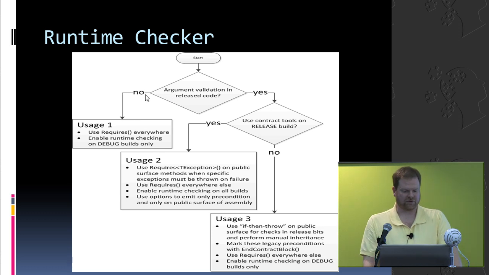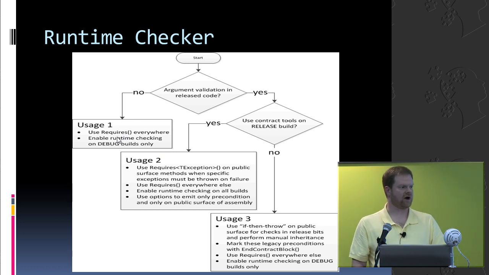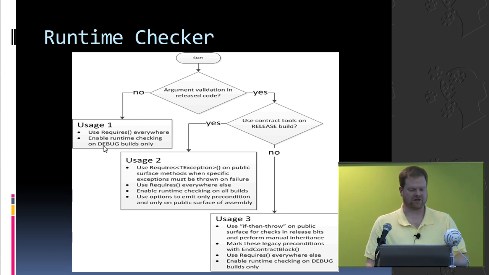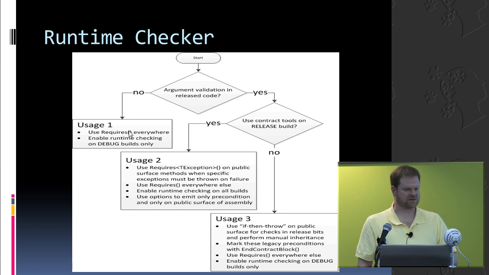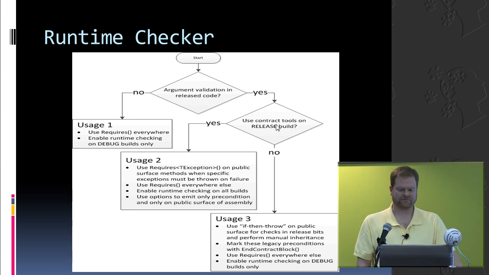So basically we run down and we say, well, no. Then it says, well, usage 1 is to just use the plain Requires everywhere and just enable runtime checking on your debug builds only. So when you're debugging, you can take advantage of all the Requires, make sure everything's working okay. But when you actually switch your configuration to release, then none of that Requires code will get stuck in with your release build. But let's say we do want to include that validation.